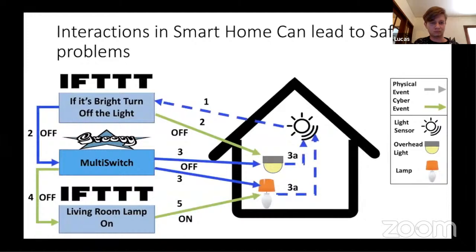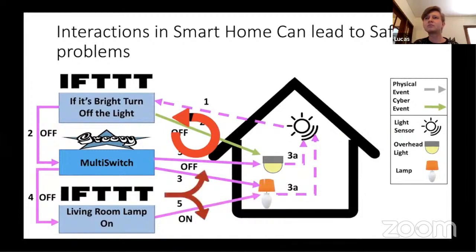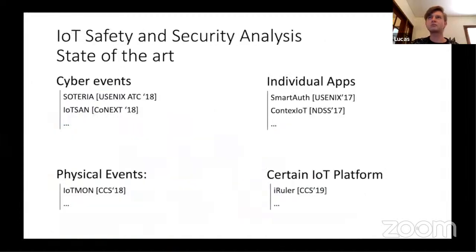According to this scenario, we can observe several issues. The first issue here is the interaction between the IFTTT application at the top and the multi-switch Groovy application. We can see there is an infinite loop of interaction between those applications, where a switch off command will be sent repetitively to the overhead light and the lamp. The second issue here is the interaction between the multi-switch Groovy application and the IFTTT rule at the bottom, where conflicting commands will be sent to the lamp.